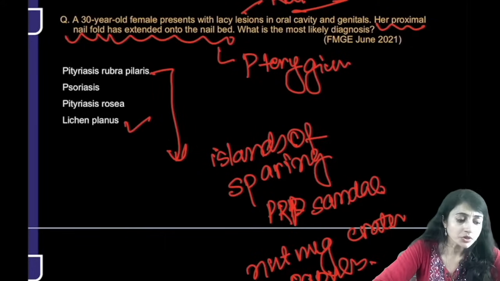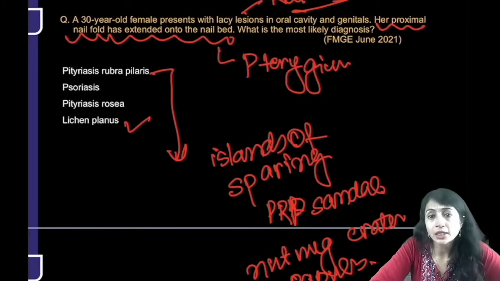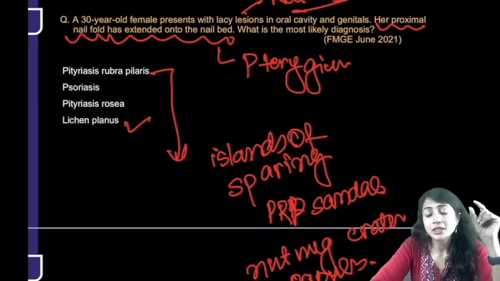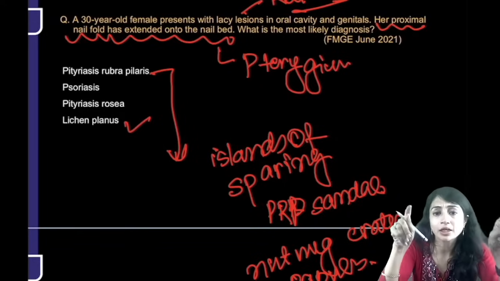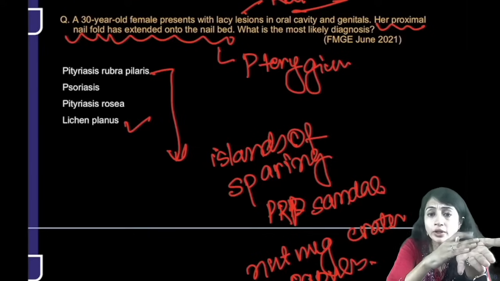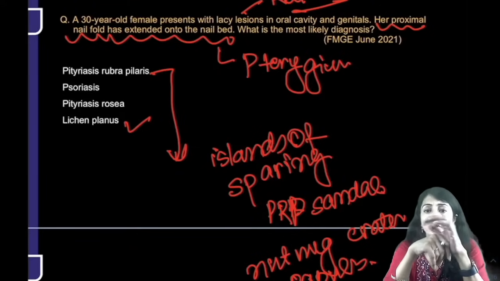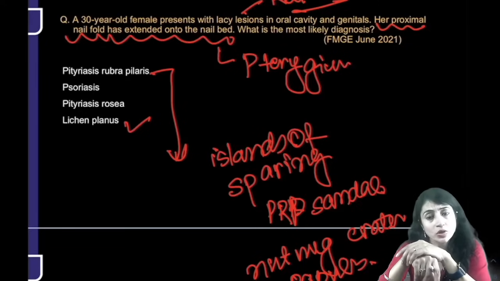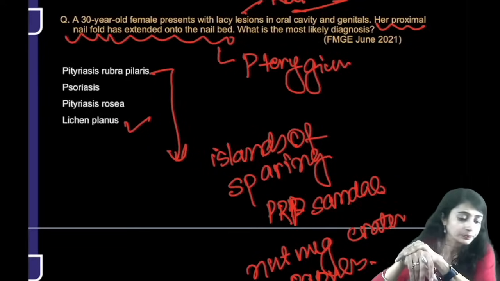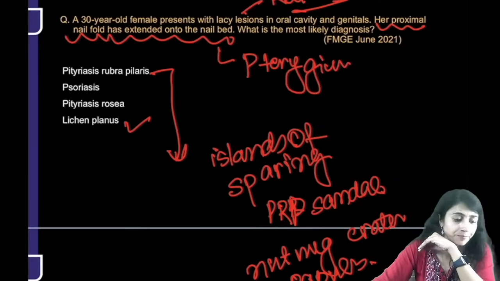Okay, Wickham's striae is seen in lichen planus, but what is it? It is hypergranulosis. You put mineral oil on a plaque of lichen planus and you see these whitish lines. These are called Wickham's striae. Sometimes, yes, you can see it in the oral mucosa also.